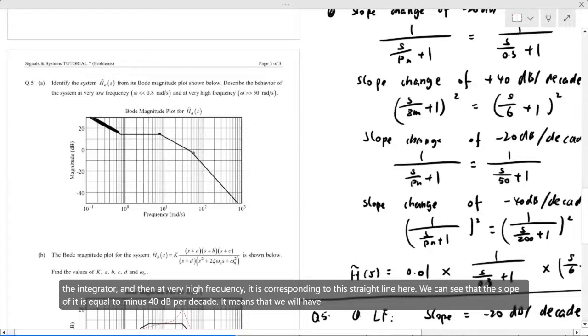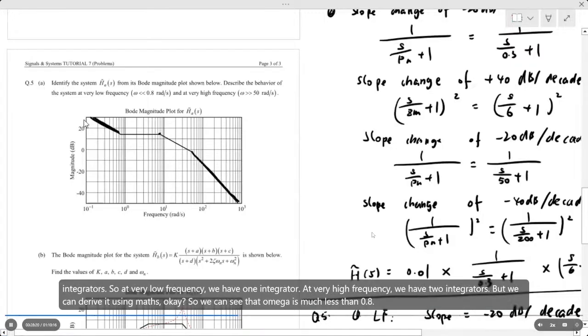And then at very high frequency, it is corresponding to this straight line here. We can see that the slope of it is equal to minus 40 dB per decade. It means that we will have two integrators. So at very low frequency, we have one integrator. At very high frequency, we have two integrators. But we can derive it using maths.